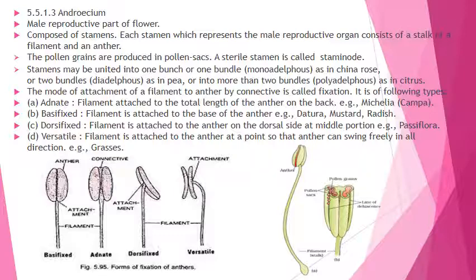Third one is dorsifixed type of fixation, in which the filament is attached to the anther on the dorsal side at the middle portion. Example, Passiflora. Fourth one, that is versatile. Versatile fixation is the fixation in which the filament is attached to the anther at a point so that the anther can swing freely in all directions. The diagrams of all these four types of fixation are given below. You can see basifixed, adnate, dorsifixed, and versatile.